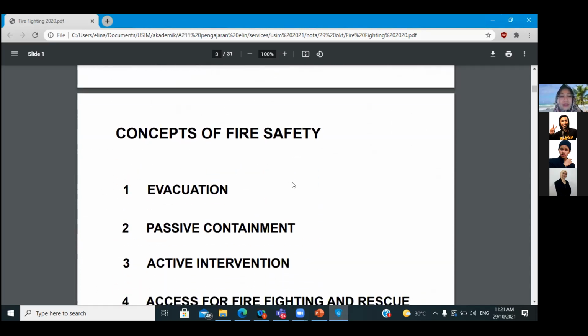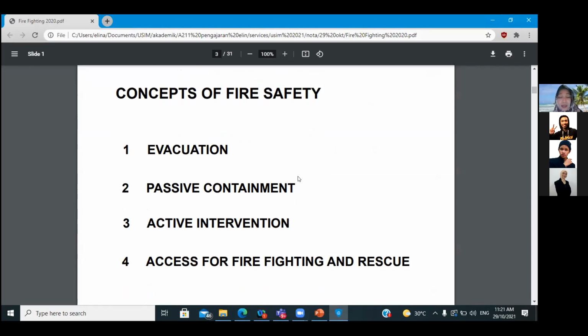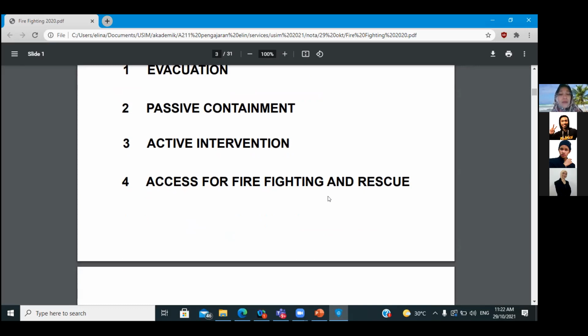Imagine complex. The first step, you get this question, you need to understand what the concept of fire safety is. It has to be evacuation. Of course, mesti nak selamatkan diri. Evacuation, passive containment. Passive containment is compartmentation. The active intervention, active is a system lah. Active system, schedule 10 tu. Look at your schedule 10. SS for firefighting and rescue. SS for firefighting and rescue, a lot of things.